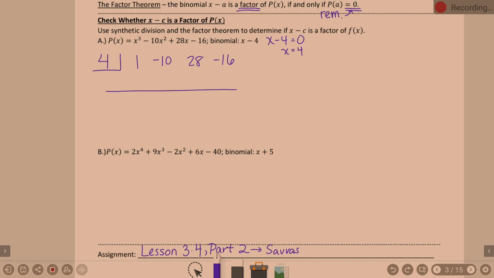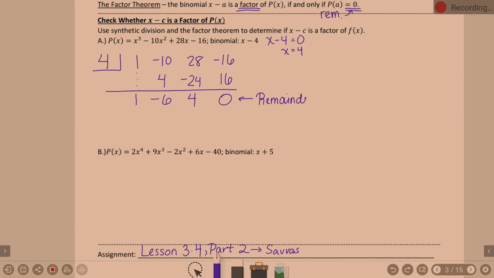Drop the 1 and multiply. 4 times 1 is 4. Negative 10 plus 4 is negative 6. 4 times negative 6, negative 24. 28 plus negative 24, 4. Multiply again. 4 times 4 is 16. Negative 16 plus 16, 0. What just happened? Remainder of 0.